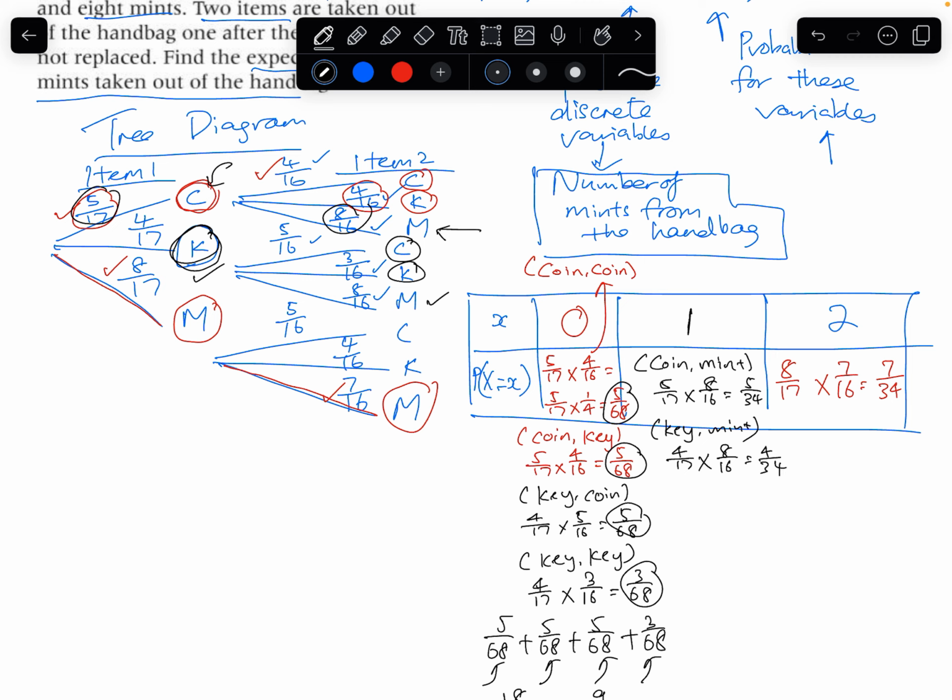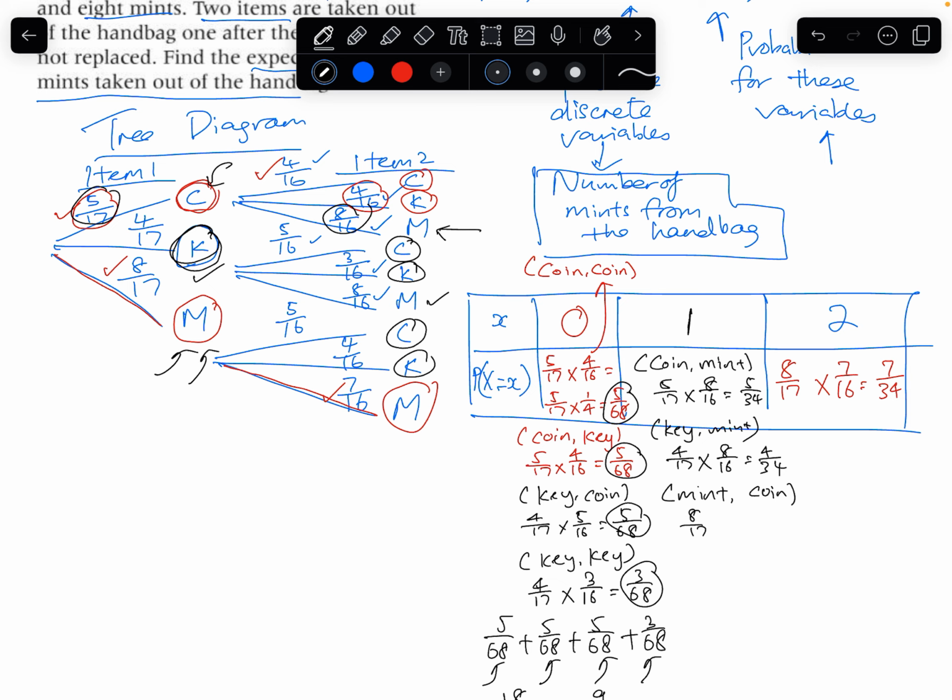And we also have the possibility where we could have the mint and the coin. We could also have the mint or the key. That will just give us simply 1 mint. So I'm just going to write down all the possible outcomes here, which is the mint and the coin. And it's the same thing.